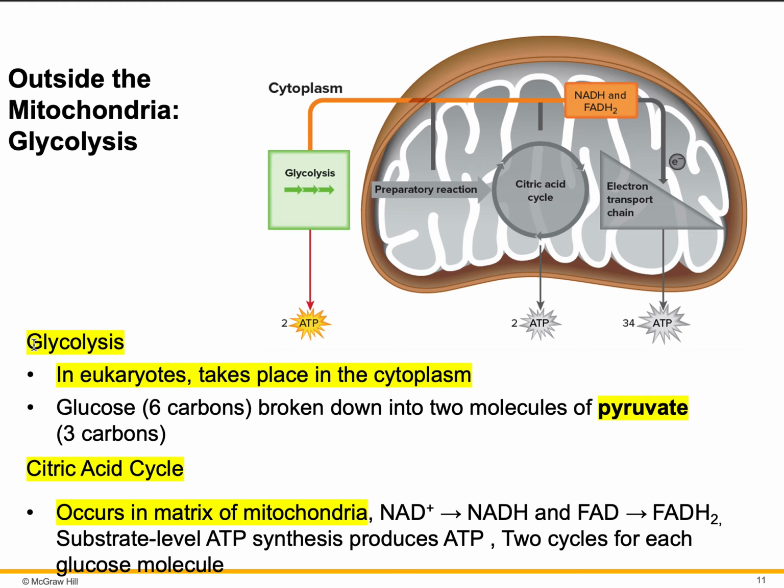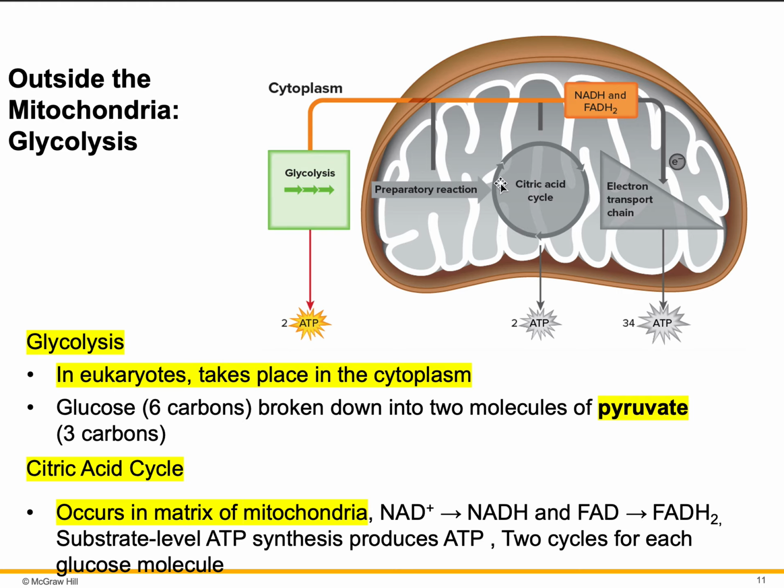But here it says that glycolysis for eukaryotes, right? So things that have a nucleus, it takes place in the cytoplasm and it makes pyruvate. And I have this bolded because this will be on your exam. So the product of glycolysis is, yes, the 2 ATP, but it also makes pyruvate, which then goes further and then gets continuously broken down.